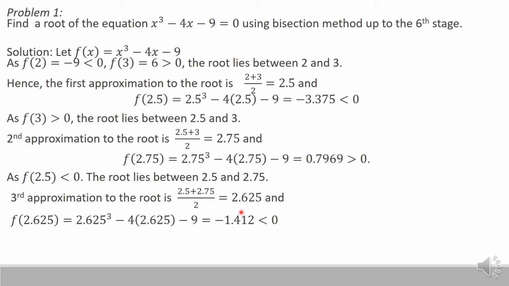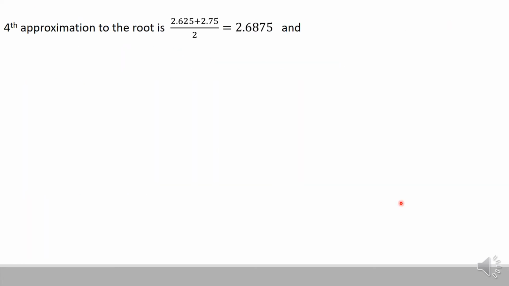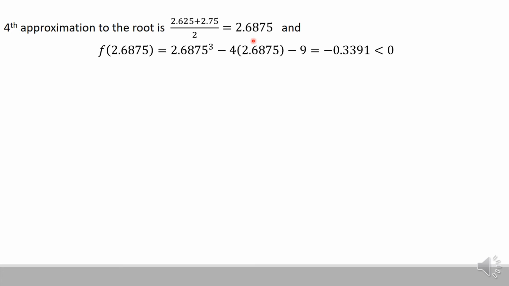So here 2.5 was negative, 2.625 is negative and 2.75 is positive. So it means that the next root will lie between 2.625 and 2.75. So we have to find the fourth approximation to the root, which is the average of these two values, which is equal to 2.6875.